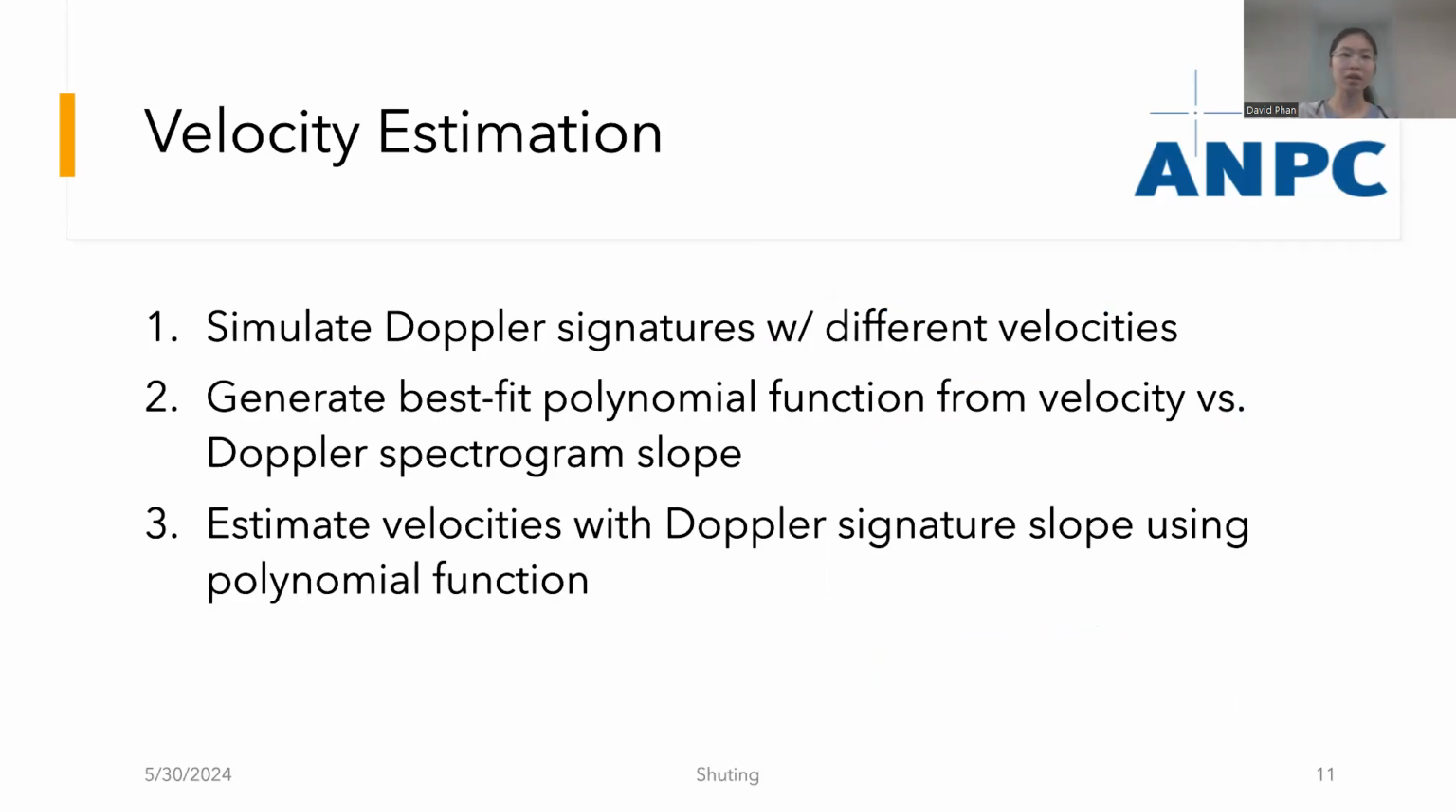I'm shooting for velocity estimation. There are 3 steps. First, we simulate a Doppler signature with different velocity. For the simulated data we got before, generate a best fit polynomial function from velocity versus Doppler spectrogram slope. And for real data, using the polynomial function we got before, we estimate the velocity with the Doppler signature slope.